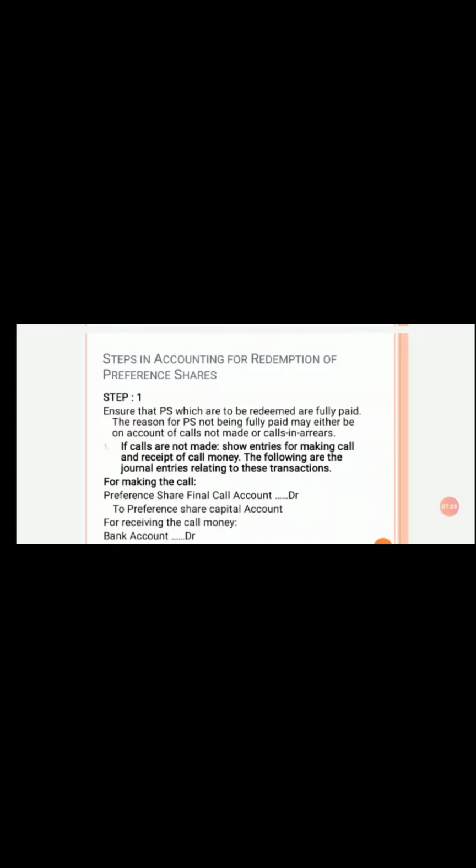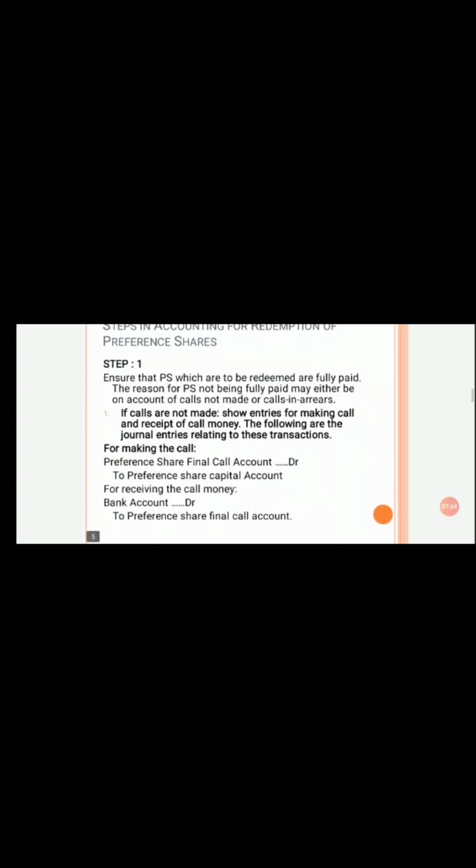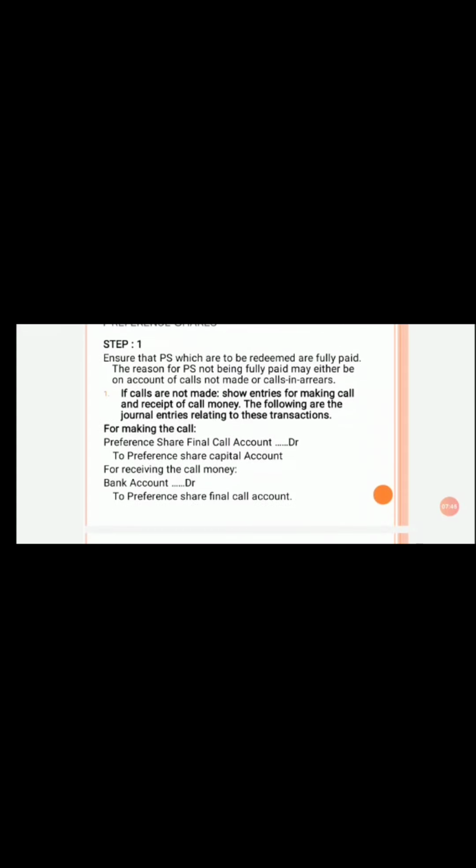The reason for preference shares not being fully paid may be either on account of calls not made or on account of calls in arrears. So students, there are 2 conditions as to why the preference shares are not fully paid. The first condition is that there may be either an amount of calls not made or there are calls in arrears. So the first one: if calls are not made, show entries for making the call and receipt of call money. So what we have to do? First we have to make the call and then we have to collect the call money.